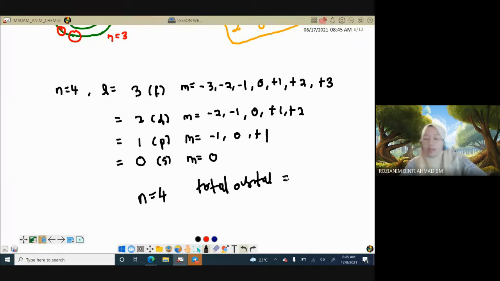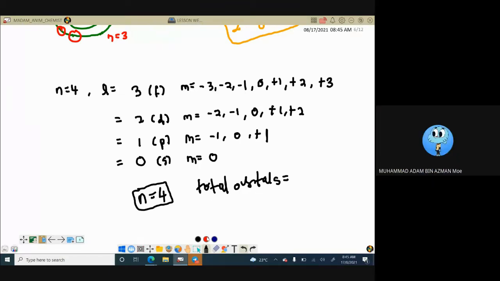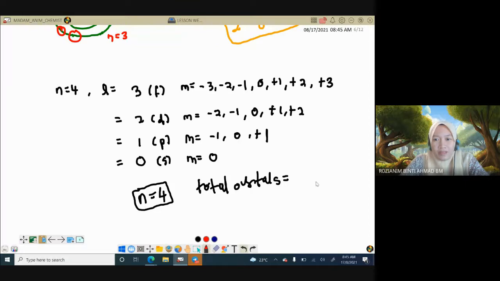Adam Azman? Yes, madam. Okay, how many totals of the orbital if the electron is allocated in shell number 4? How many totals of the orbital? 15? Yes, 15 orbitals. Okay, thank you. So let us check, is it correct that it is 15?